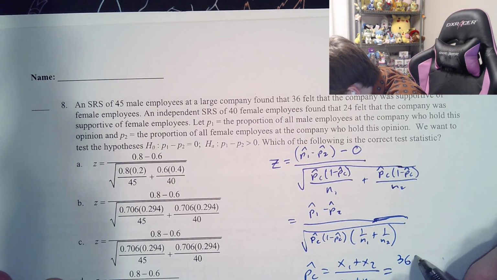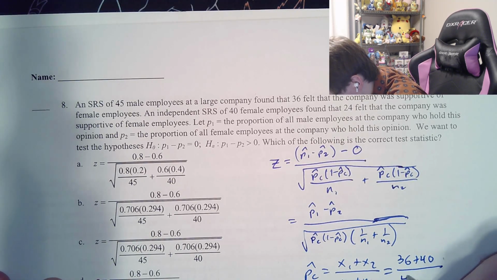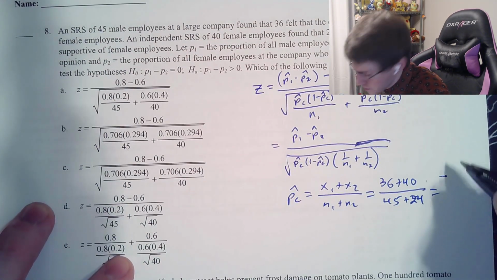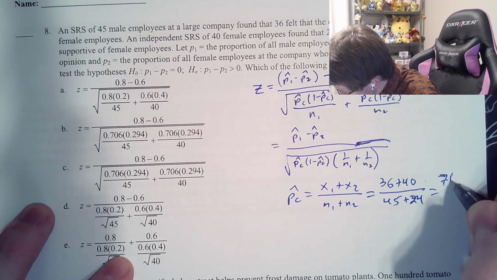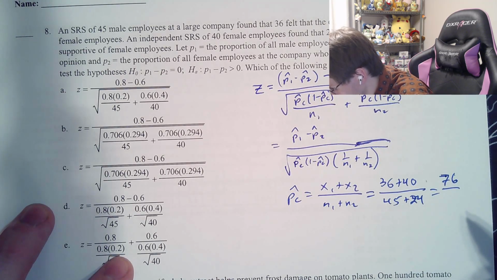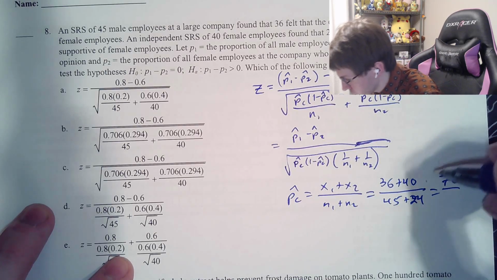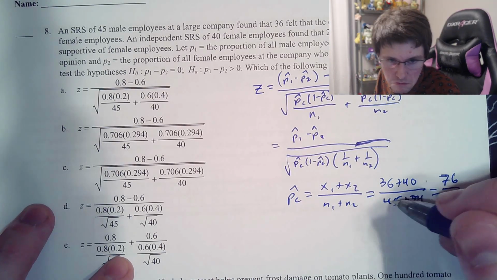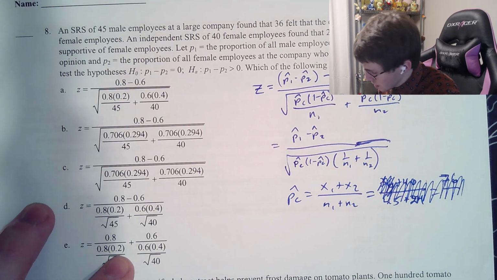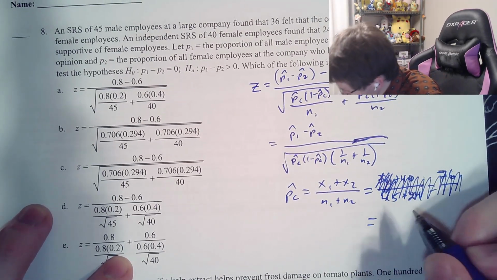So we have 36 plus 40 divided by our 45 plus 40, no, 45 and 24, right? Yeah, 45 and 24. And that's going to be, oh, you can't even read what I'm writing. My bad. 76 over... Oh, what did I do? I did something really wrong. Oh, I put the 40 and the 20. Maybe I should stop working today. I don't know. There you go.